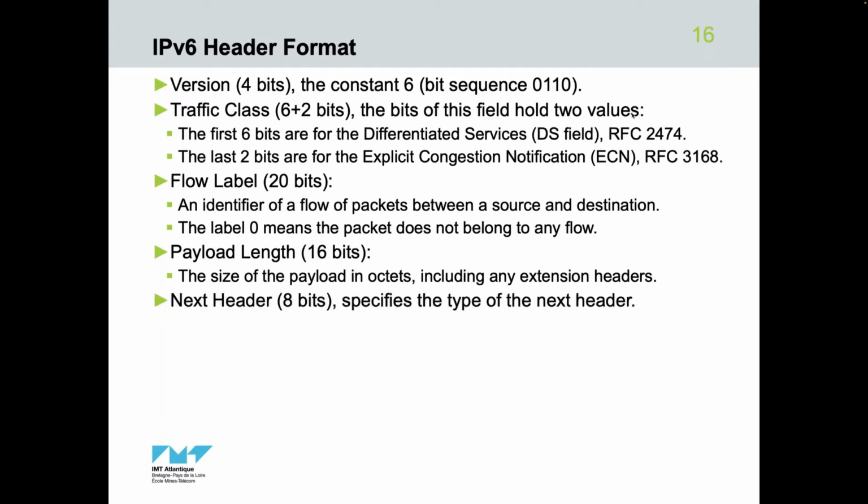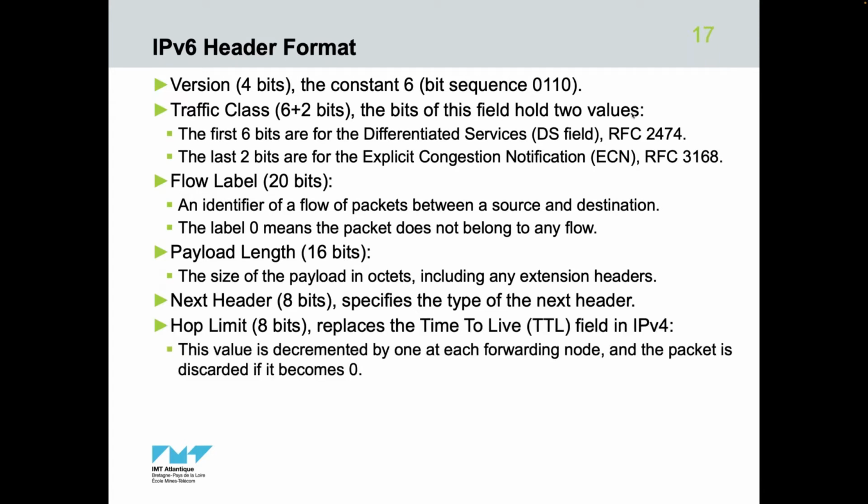Then we have the next header field. This is an 8-bit field that identifies the next protocol header following the IPv6 header, or in other words, the transport layer protocol. Then we have the 8-bit hop limit field, which replaces the time to live field in IPv4. So this field represents the maximum number of routers the IPv6 packet can pass through. Basically, this value is decremented by 1 at each forwarding node, and the packet is discarded if it becomes 0.